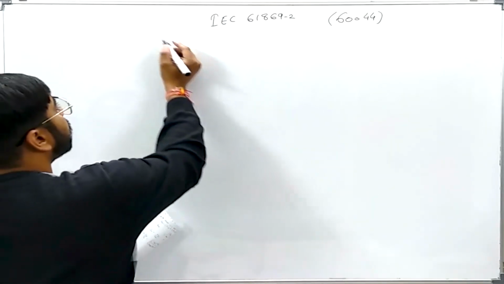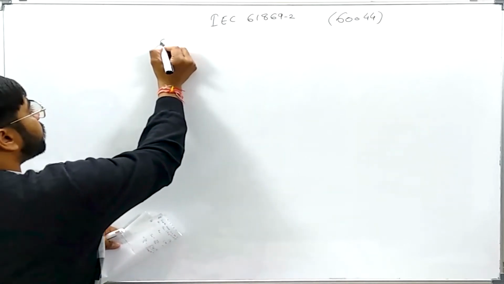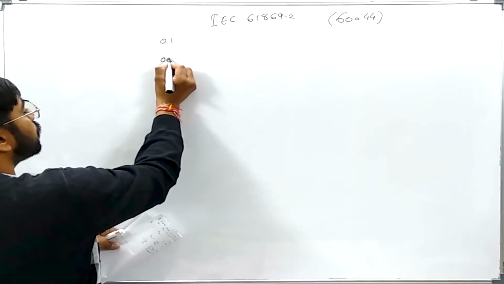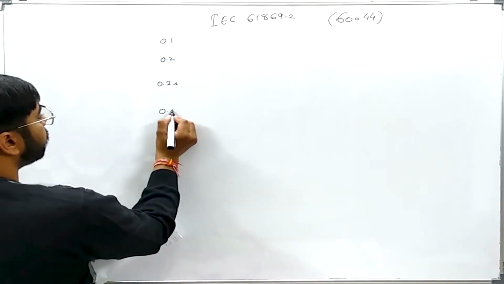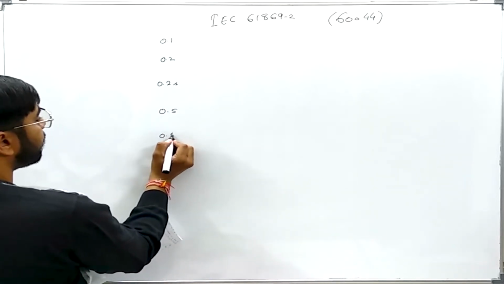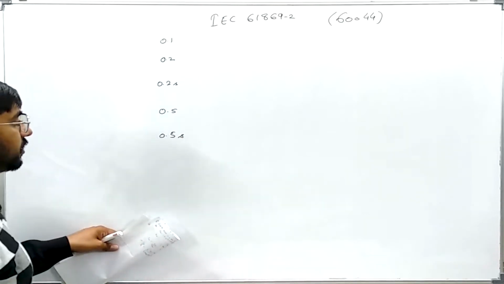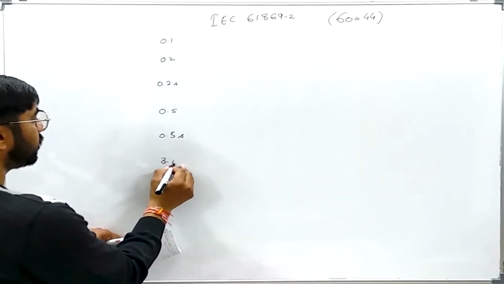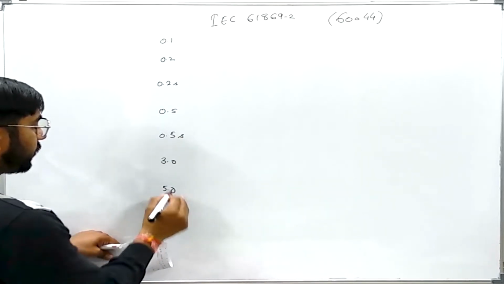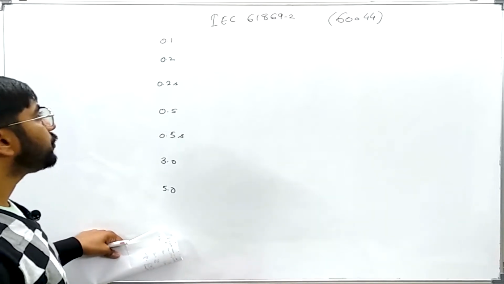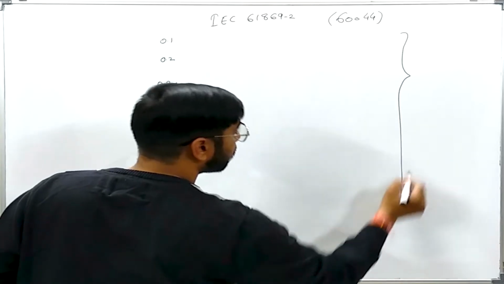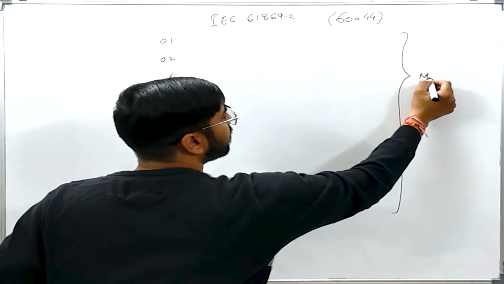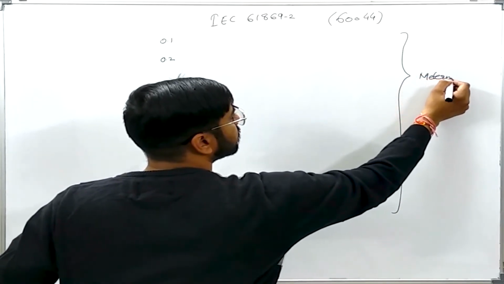Now we have various classifications like 0.1, 0.2, 0.2S, 0.5, 0.5S, 3, 5.0. Usually these kinds of classifications are for metering or instrumentation purposes.